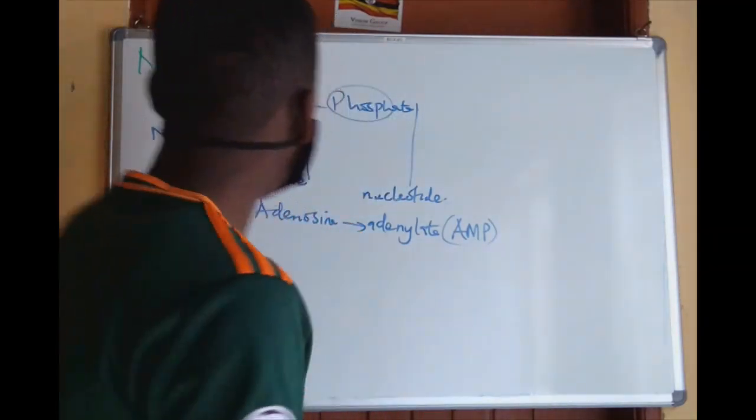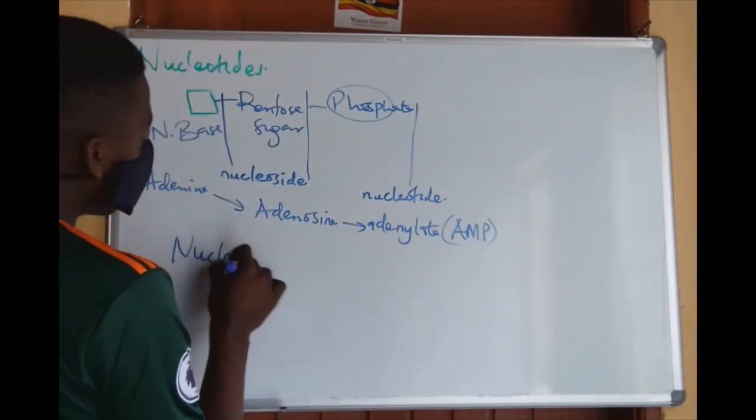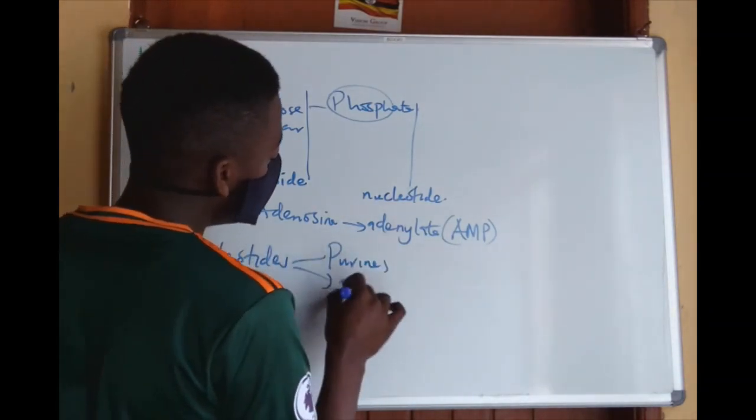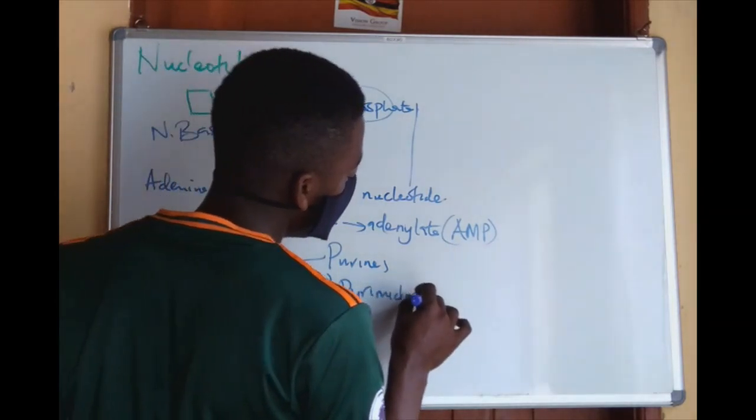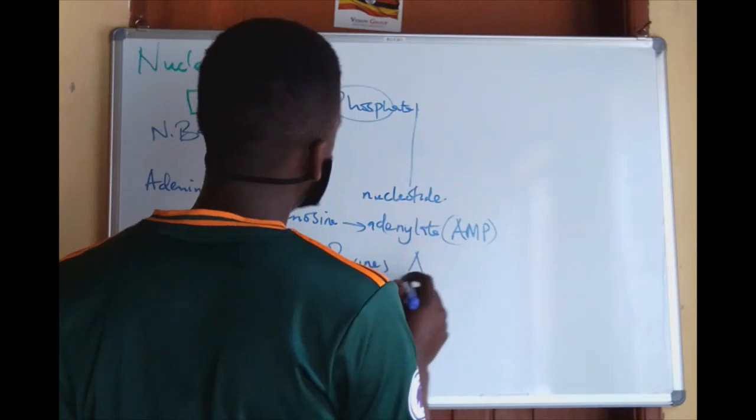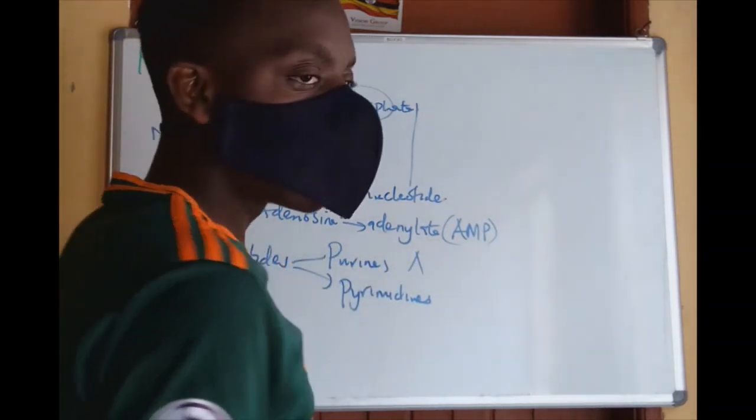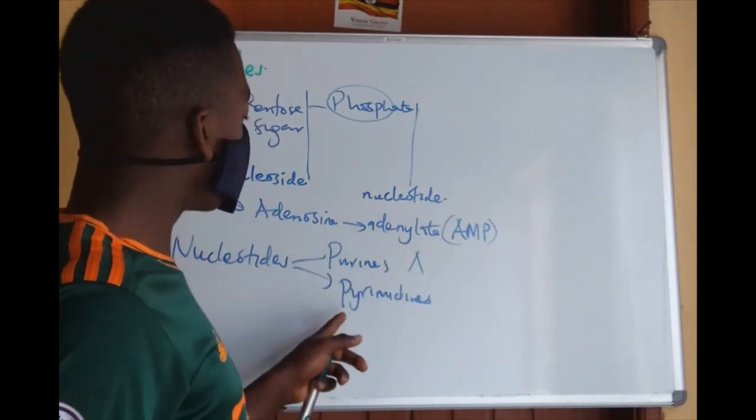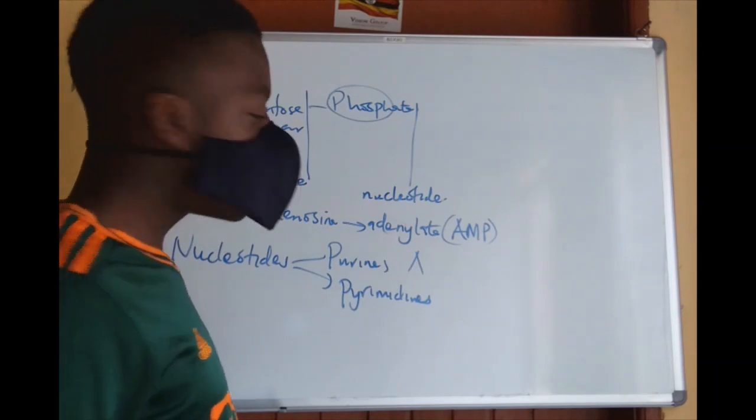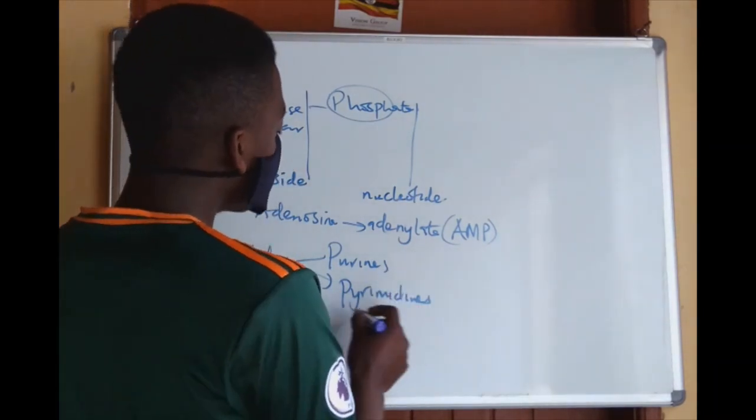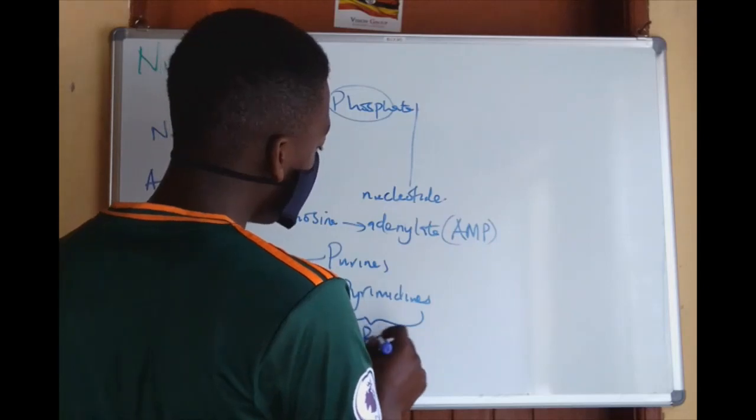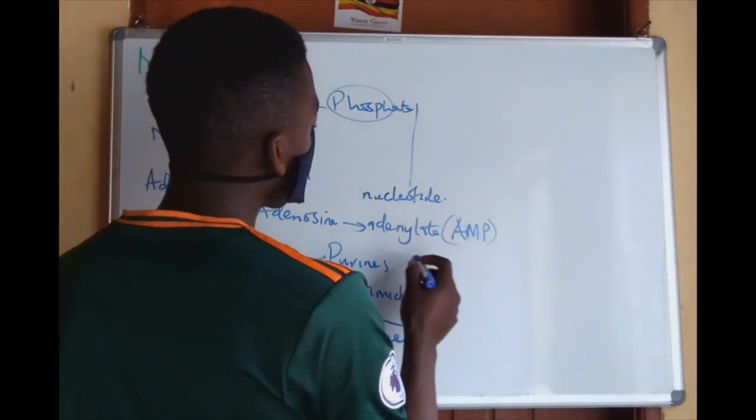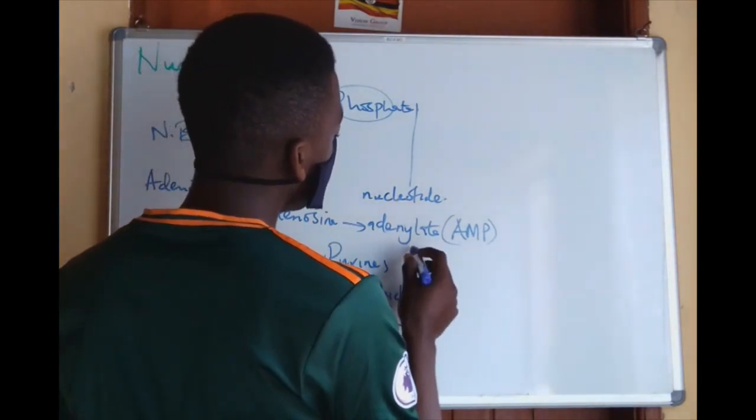In our nucleotides, we have purines and pyrimidines. These are not nucleotides, but we have nucleotides which are made from purines, and nucleotides which are made from pyrimidines. You get it? So these two are nitrogen bases.